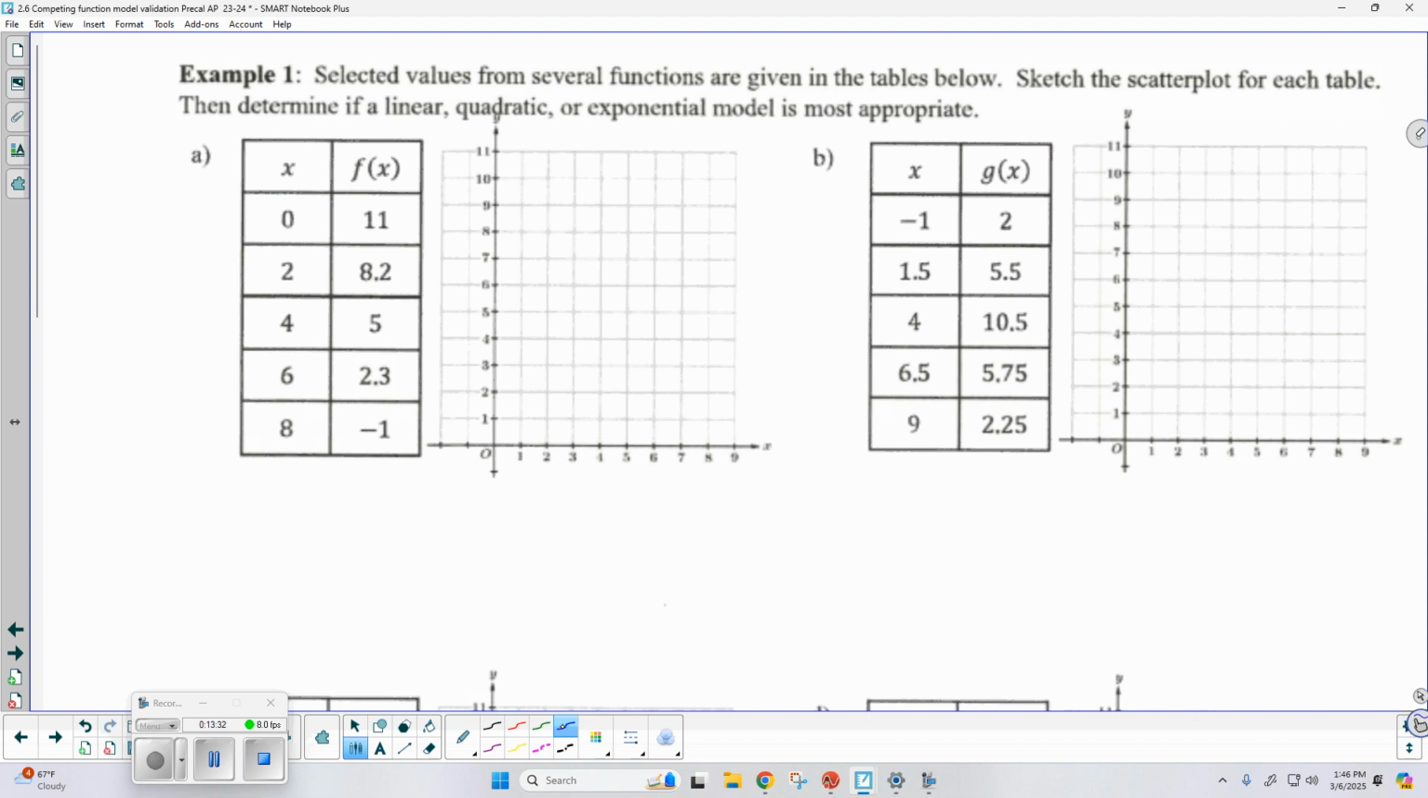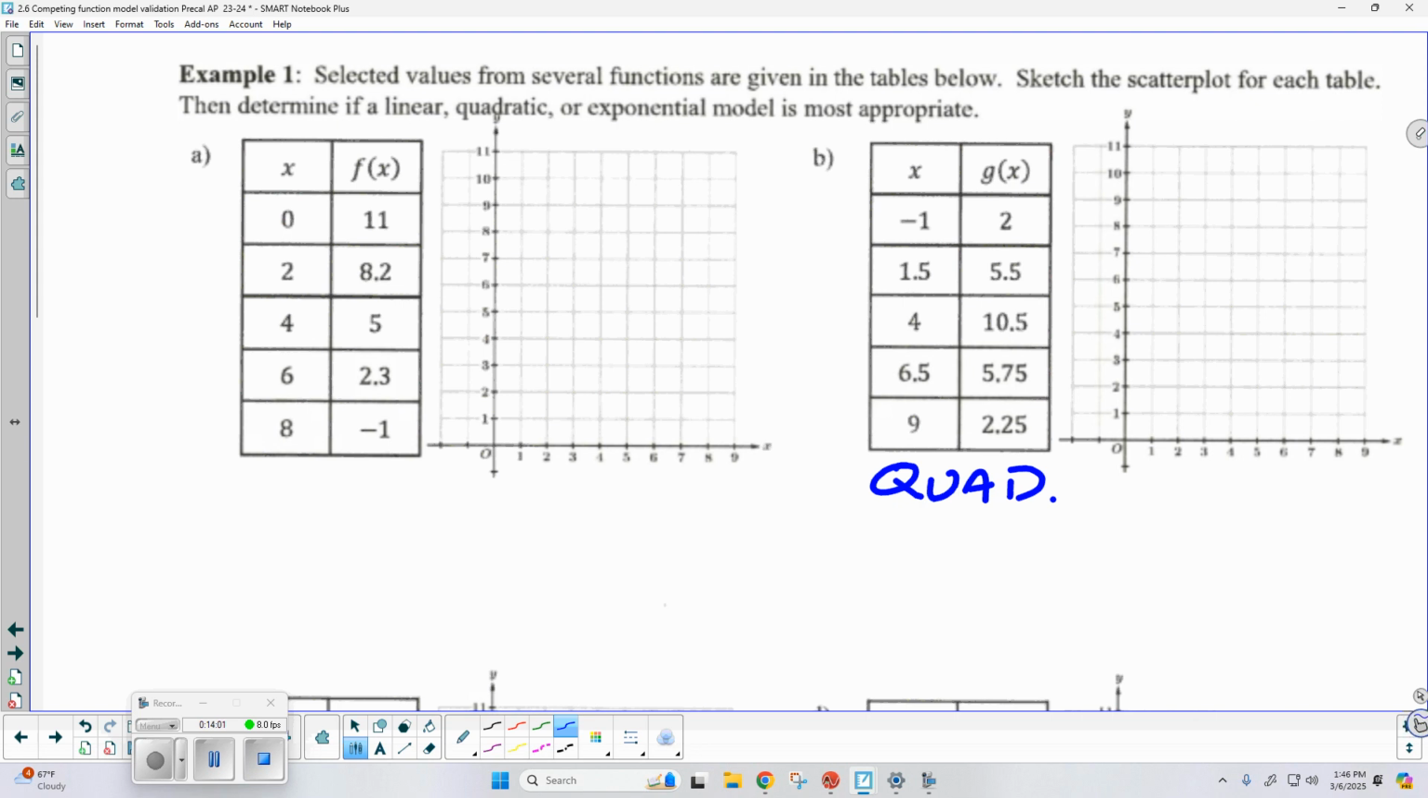Okay, so for B, ladies, what do we think? Why? Because of the symmetry. If we start comparing, like 2.25, that's pretty close to 2. 5.75 is really close to 5. So the values increase and then they decrease. That's good. Thank you. Go ahead and put that in the tray. So we believe this is quadratic.